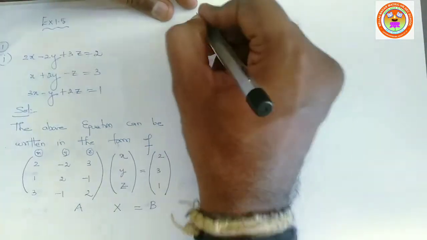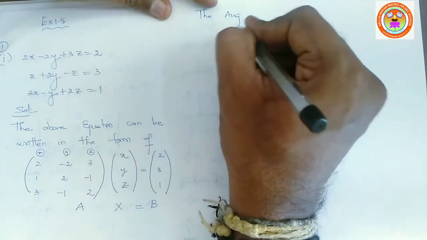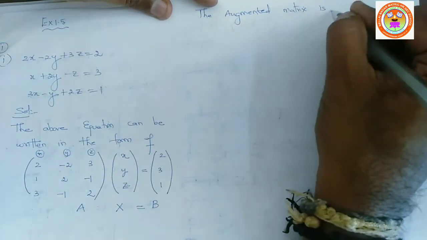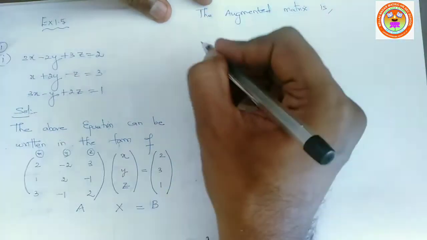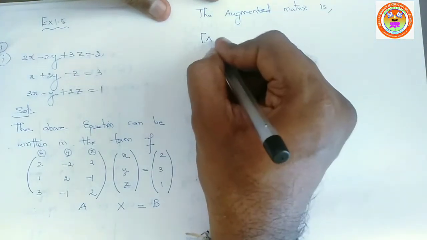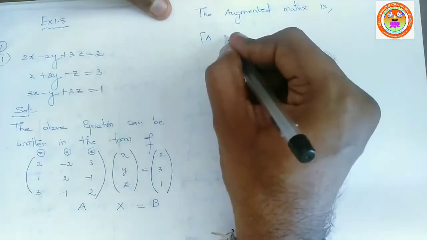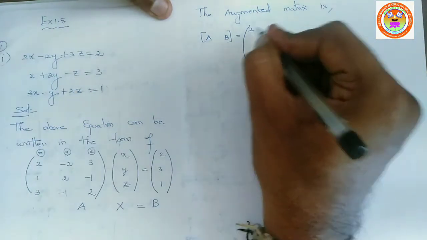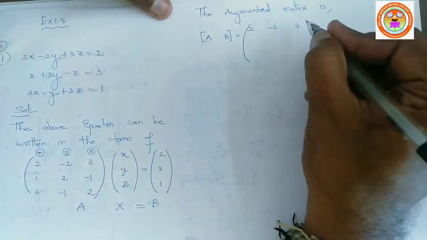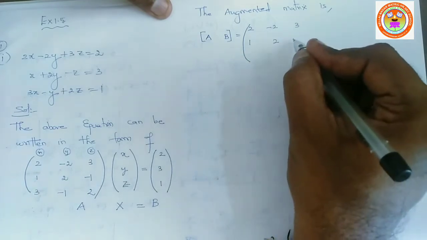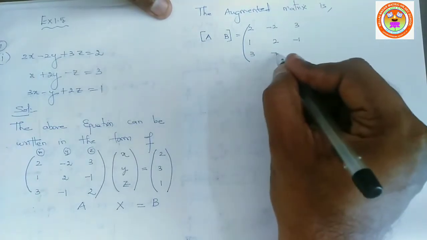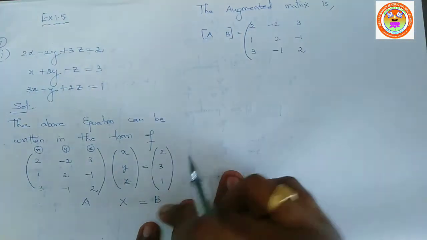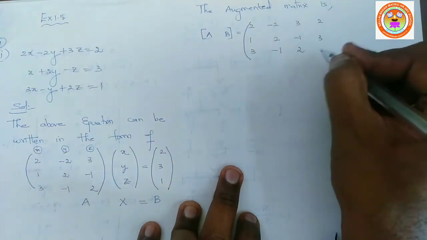The augmented matrix we can write as (A, B), because we are going to join the A matrix and the B matrix. What is the A matrix here? 2, minus 2, 3; 1, 2, minus 1; 3, minus 1 and 2. We have written the A matrix. Next we need to write the B matrix. This is the B matrix: 2, 3 and 1.